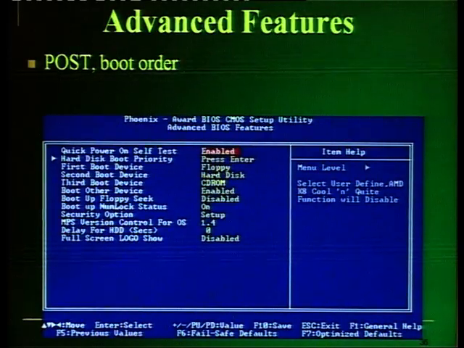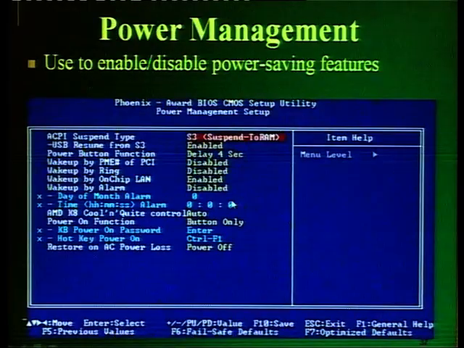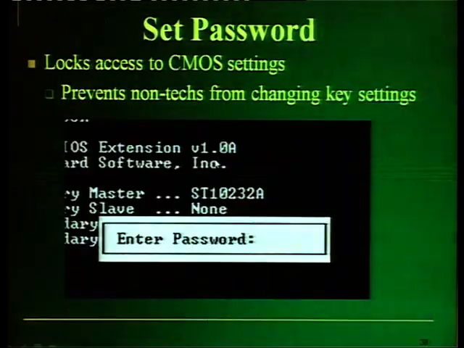Then in the advanced features sub menu, there is the POST and boot order. We can check quick power on self test, it can be enabled or disabled. Then the boot order, in which order the boot priority is to be continued. We can press enter here, and then the order can be specified. With the power management sub menu, we can enable or disable the power saving features.